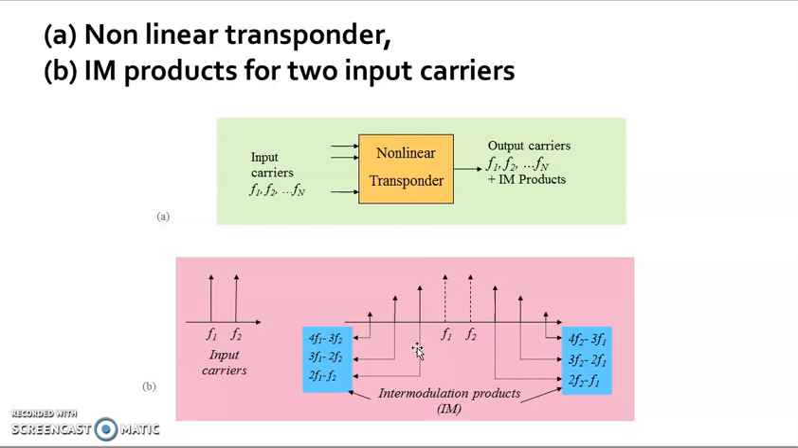Now we have a transponder output. We can consider two input carriers and the output containing the original carriers and several intermodulation products. To avoid these intermodulation products, we need to use an amplifier which is operated in the linear region, so that IM can be reduced. For a particular band, we can say it is to be operated in the linear region.